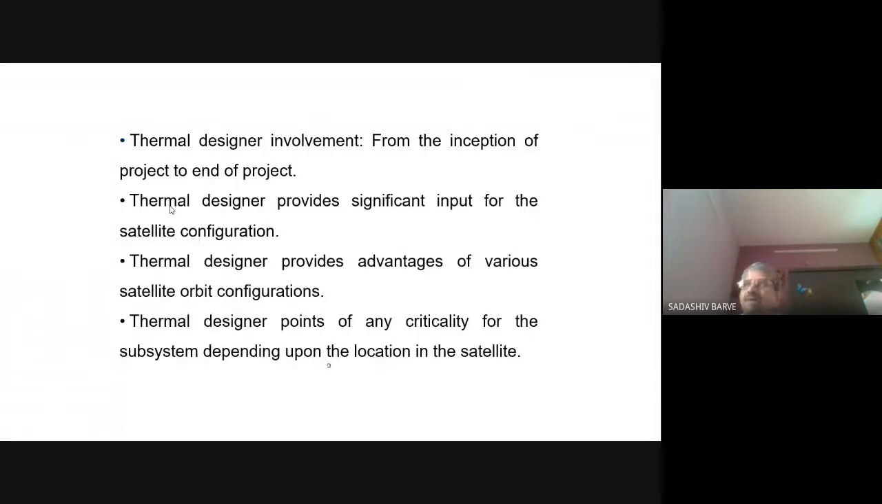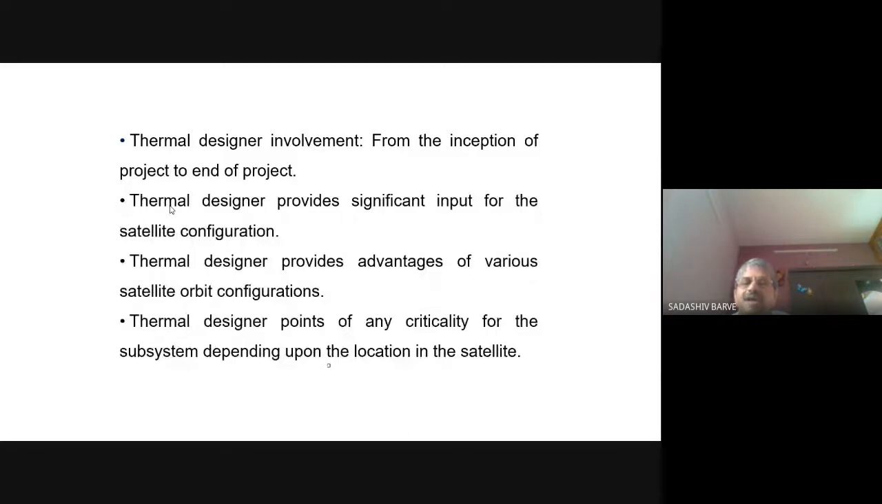For example, if the battery is there. Now, battery, as you have seen earlier, some of the batteries need to be maintained in a very narrow temperature range, 10 to 15, 10 to 20. Then you cannot keep such subsystems anywhere you like in the satellite. You need to keep them where the satellite surface will receive the least solar load or no solar load, with the other two loads also at the minimum level.